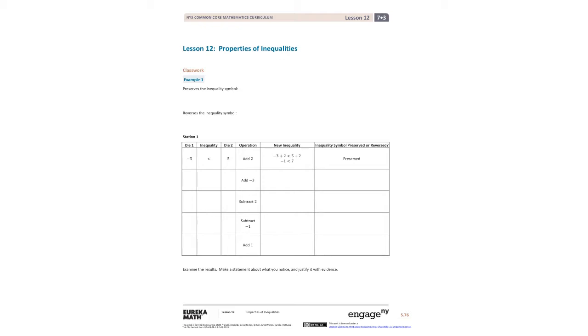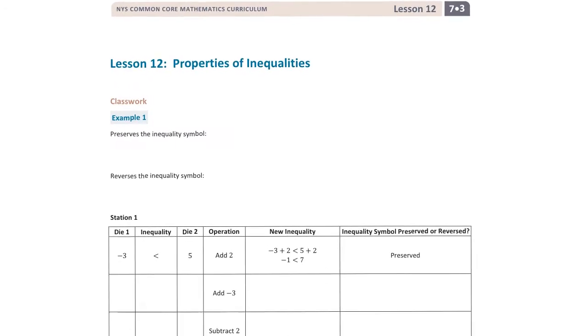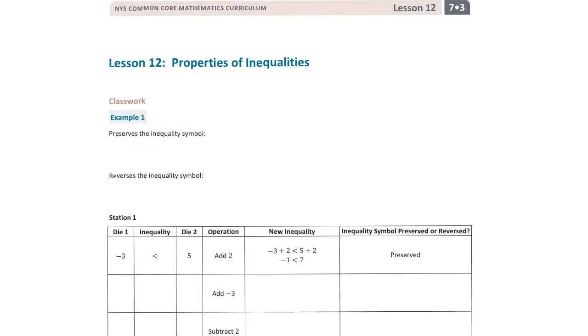So let's look at example 1 here. It says, preserves the inequality symbol. Well, what does it mean to preserve the inequality symbol? Well, this means that the inequality symbol stays the same.